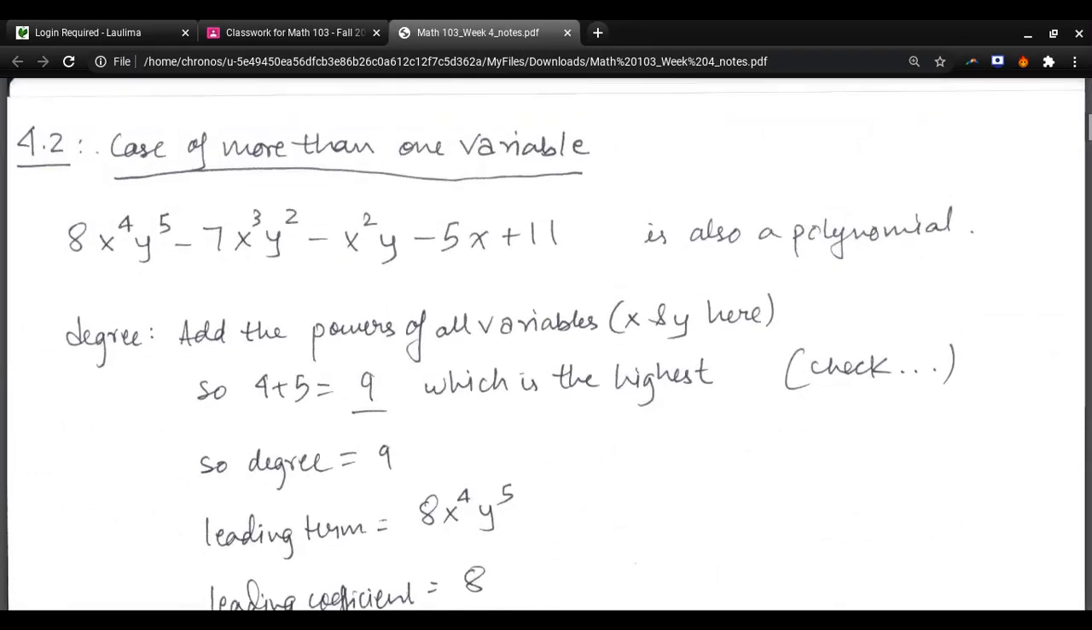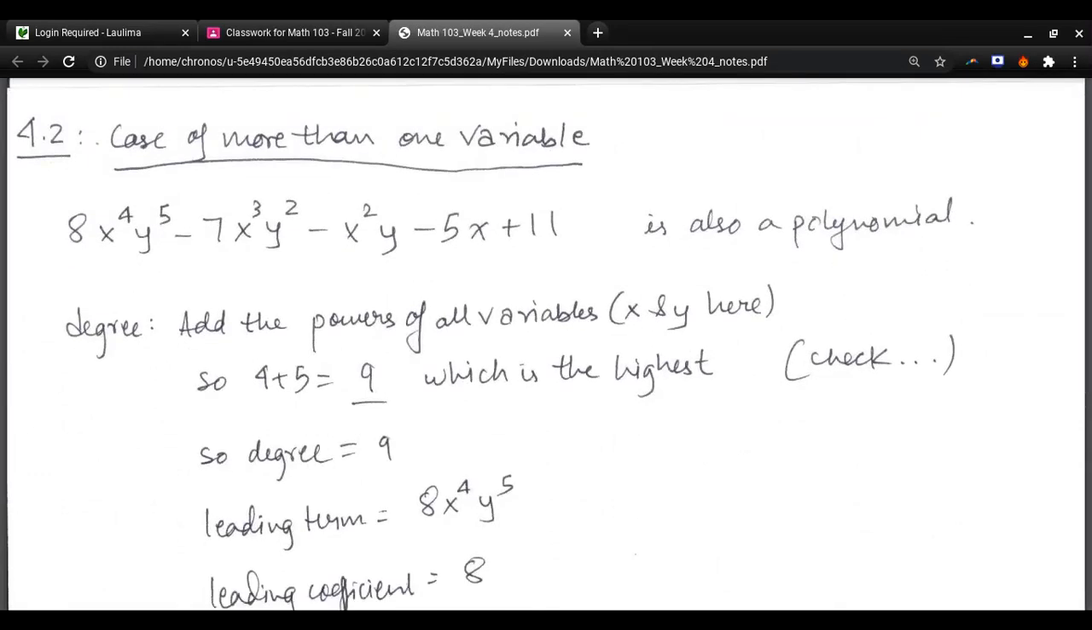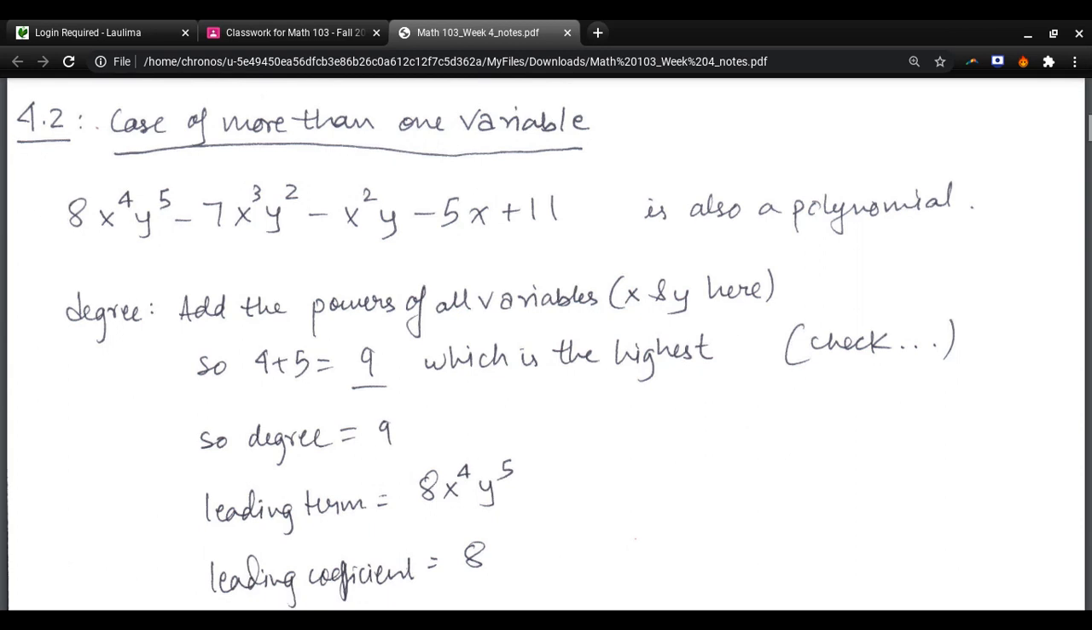Now, you could have a case with more than one variable. For example, 8x⁴y⁵ - 7x³y² - x²y - 5x + 11. In this case, you add the power of all the variables, x and y. So 4 plus 5, 9, which is the highest. You can check. It's going to be the degree of the polynomial. The leading term is going to be 8x⁴y⁵, and the leading coefficient is 8.